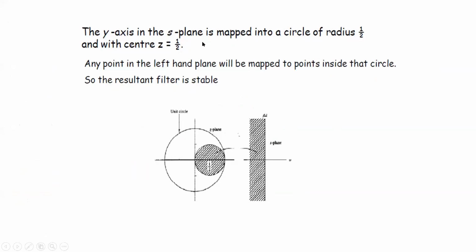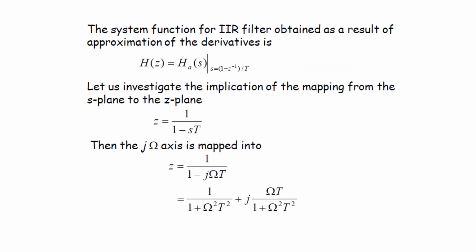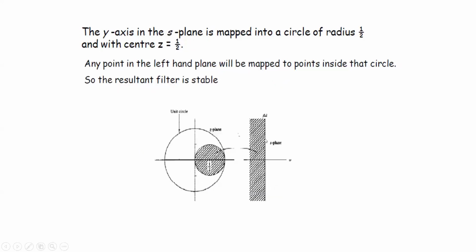The y-axis in the S plane is mapped. What happens with the approximation of derivatives is that, when I say that the j omega axis will be mapped inside the unit circle, that will come afterwards. But what happens with this mapping when we replace s with 1 minus z to the power minus 1 over capital T? This is the j omega axis, and this is the left of the S plane. Every point on the left of the S plane will be mapped through this circle.